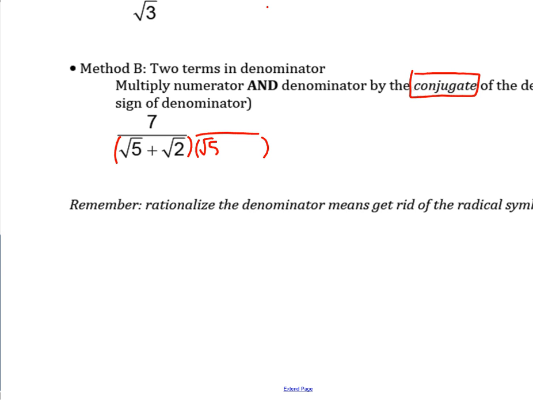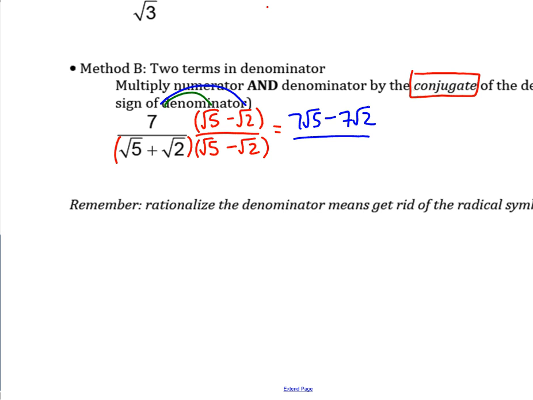Root 5 minus root 2. We're making a difference of squares, so we have to multiply the numerator and denominator by the conjugate pair, because we're multiplying by 1. What we do to the top, we have to do to the bottom. 7 times root 5 is just 7 root 5, minus 7 times negative root 2, minus 7 root 2, all over.